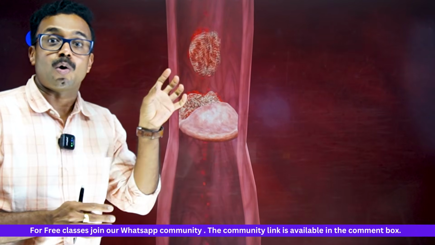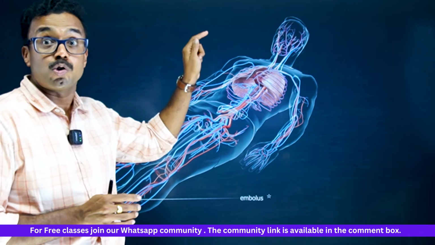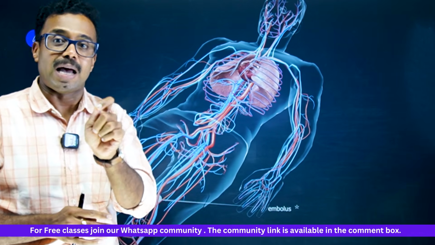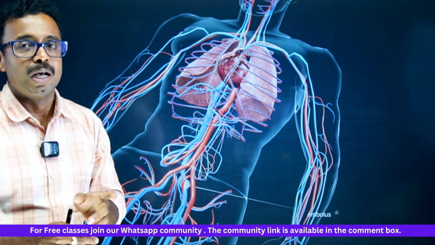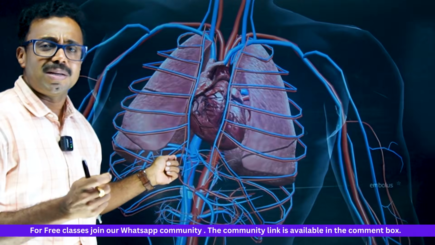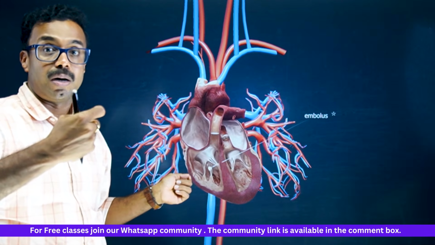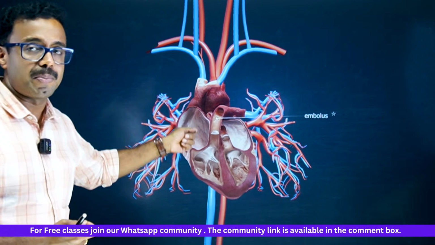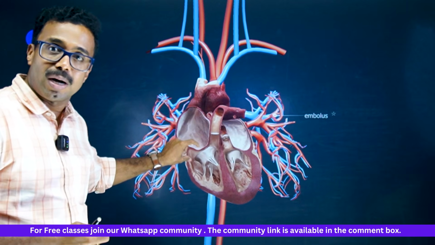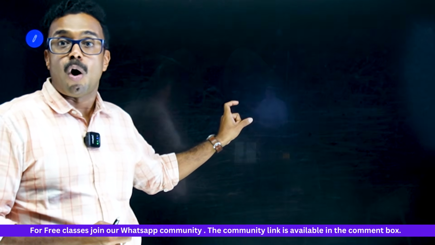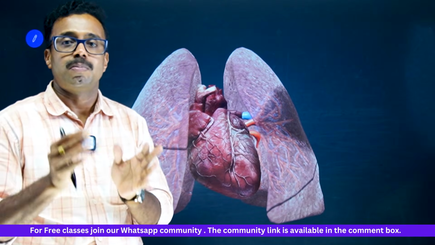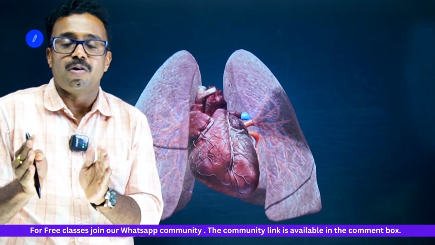The clot that has been dislodged into the systemic circulation is called an embolus, or emboli. What is emboli? Emboli is a moving clot. It will enter the systemic circulation like this, and it will move on to the heart, and subsequently it will block the pulmonary blood vessels, and that area will get damaged.